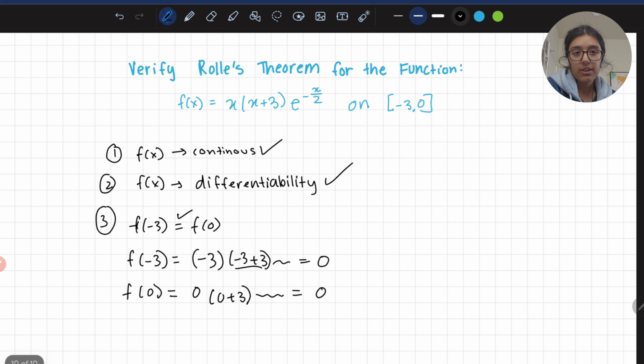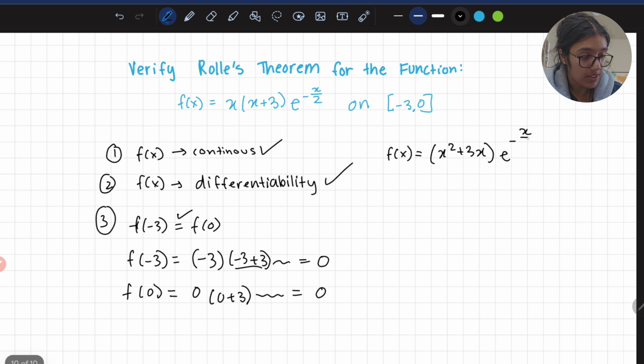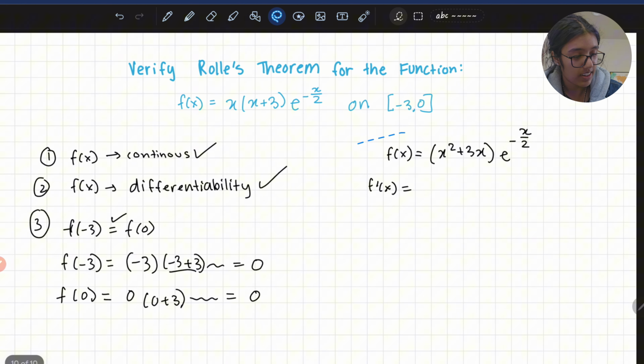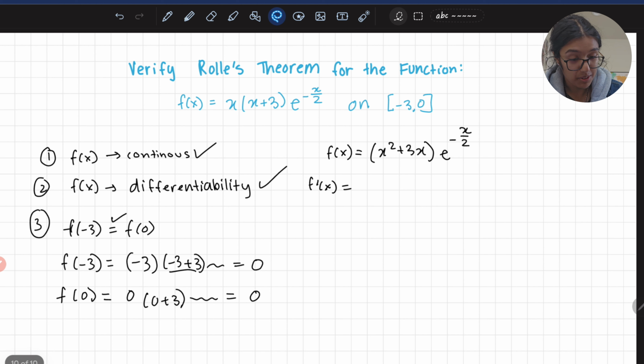Now that we know they're equal, we can apply Rolle's theorem. In this case, we know that the slope needs to be equal to 0. Let's simplify this function to make it easier. So we have x squared plus 3x times e to the power minus x over 2. In this case, we need to apply both chain rule and the product rule. So let's get started on that. I'm going to make some space towards this side because this can get a little long.